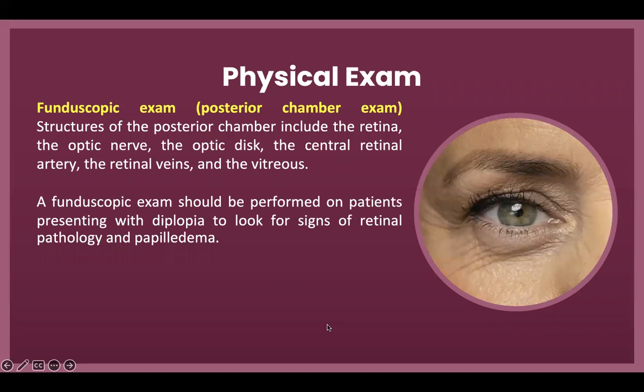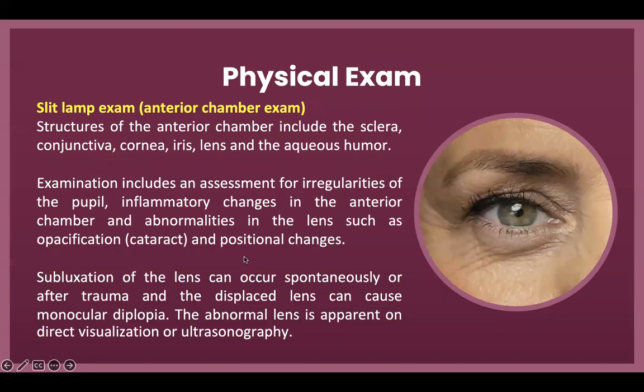The fundoscopic exam will see the posterior chamber, the retina, the vitreous, and the macula and optic disc, optic nerve, and will find any abnormality in these structures. Slit lamp examination will see the anterior chamber with the conjunctiva, cornea, iris, and lens. And sometimes the lens dislocation or lens subluxation may be acute in onset and cause sudden onset diplopia, and for sure it is monocular diplopia.